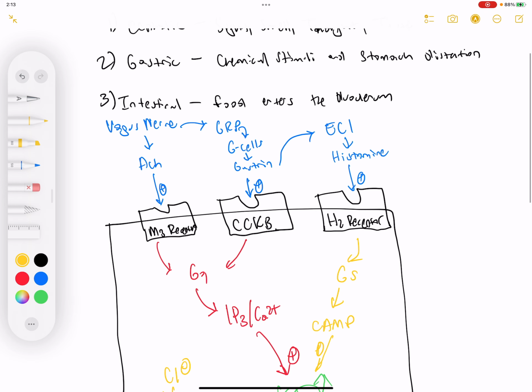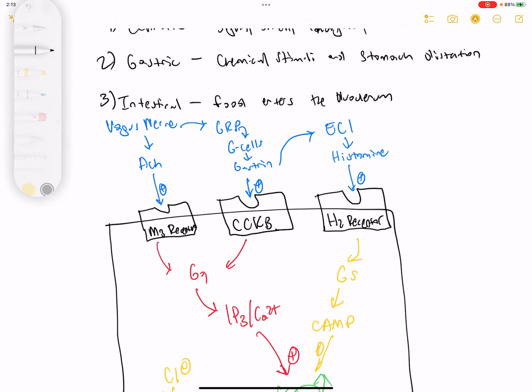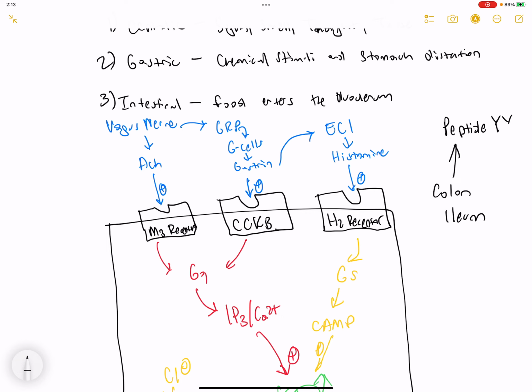Now, what is important to know is that during the intestinal phase, we initially have acid excretion, but the intestinal phase is going to be primarily responsible for inhibition of ECL, which is going to decrease histamine to reduce acid production. So our colon and ileum, they're going to release peptide YY, which is then going to inhibit ECL and lower histamine production to decrease acid production.